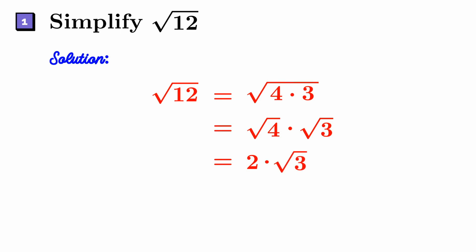At yung 2 times square root of 3 para siyang 2 times x. So 2 times x is simply 2x. Kaya ang pinaka-simplest form niyan ay 2 square root of 3. So ang simplest form ng square root of 12 ay 2 square root of 3.